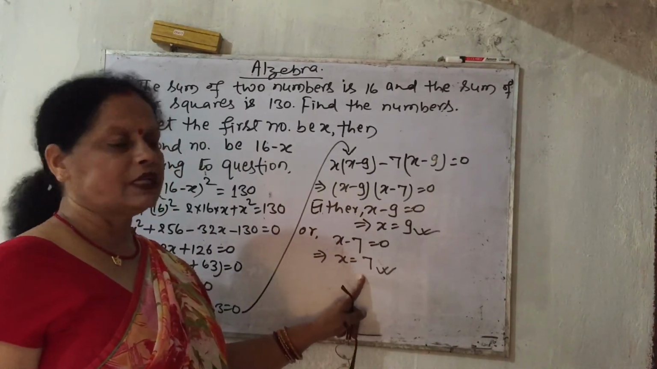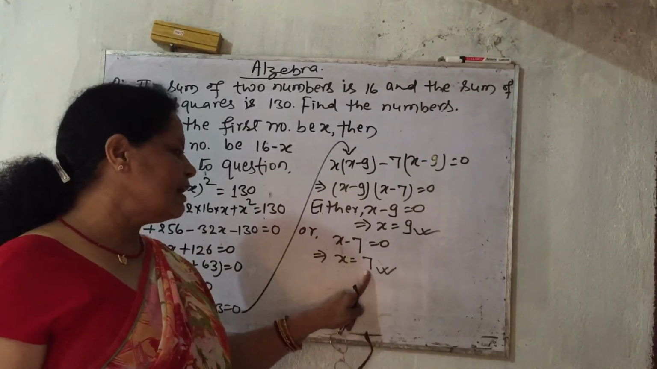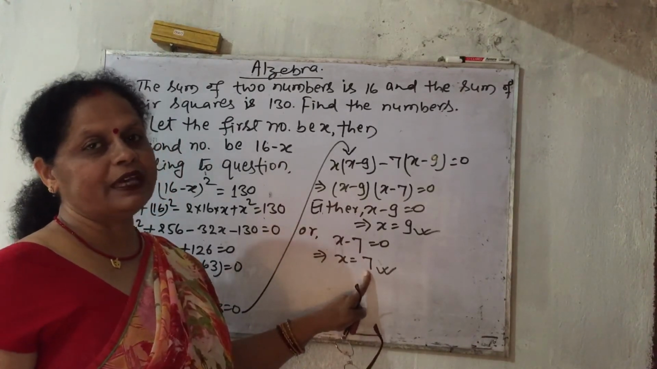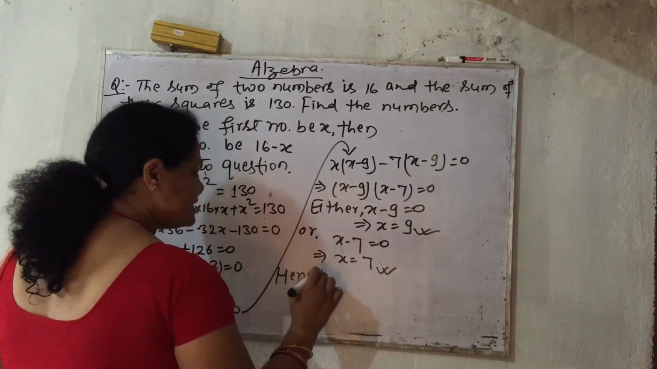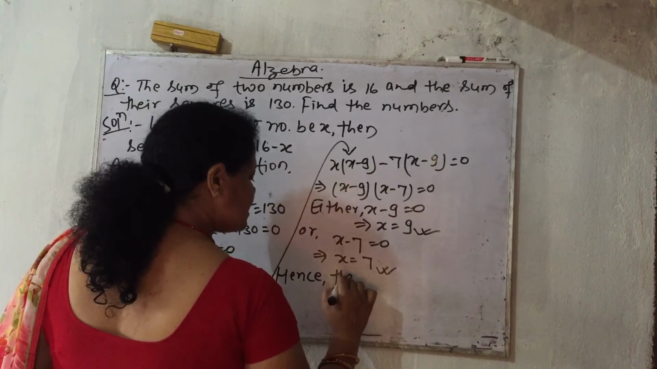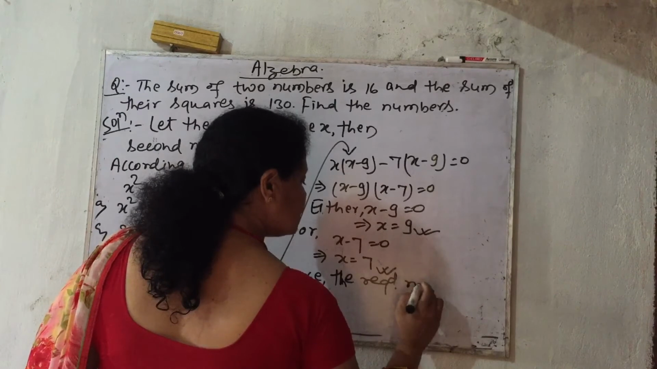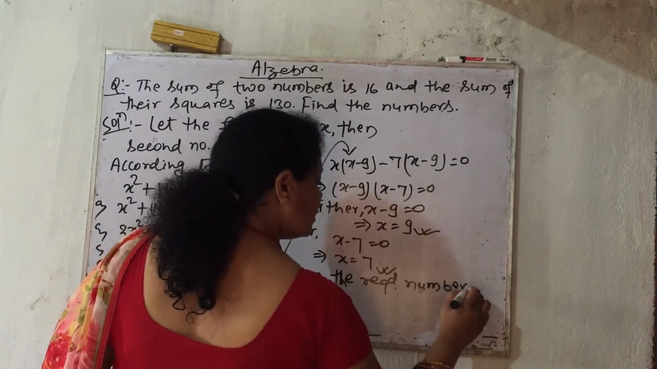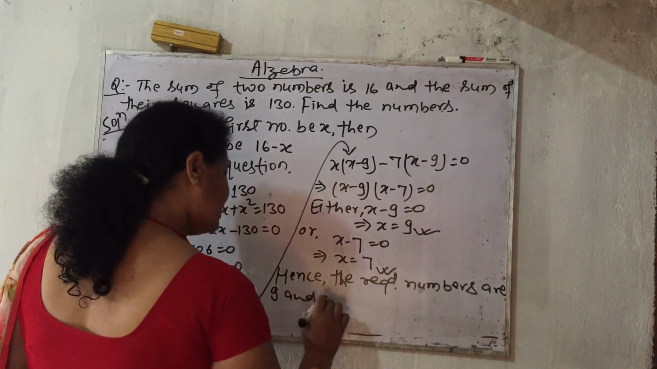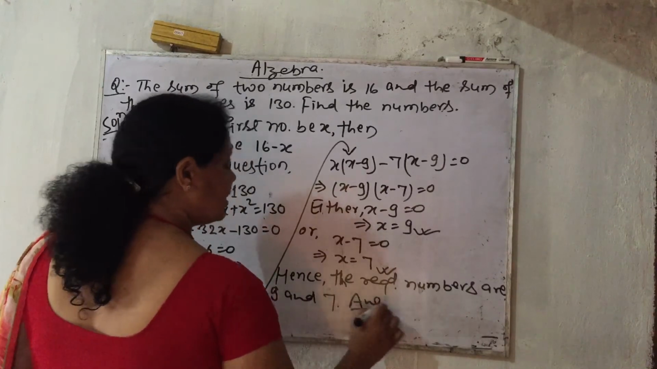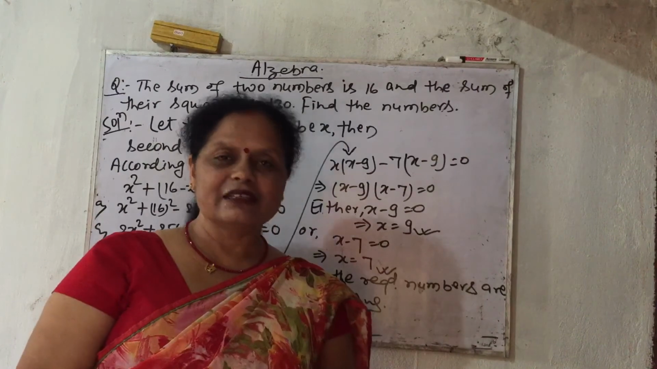We have got two values. If the first number is 9, then the second number will be 7, and if the first number is 7, then the second number will be 9. So we should write down here: hence the required numbers are 9 and 7. That is the answer. I think you have understood it. Thank you for watching.